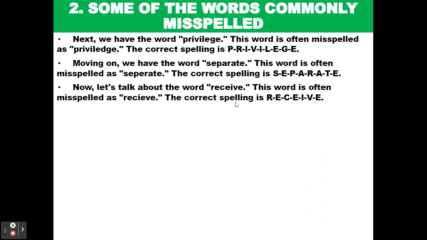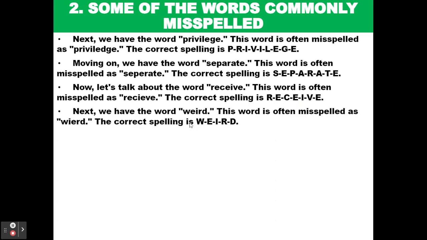Now, let's talk about the word receive. The word is often misspelled as RECIEVE. Now, the mistake comes in placing I before E instead of E before I. The correct spelling of receive is RECEIVE, receive.